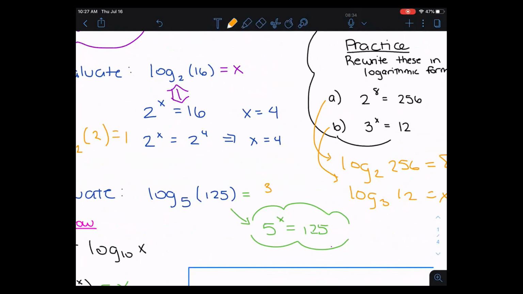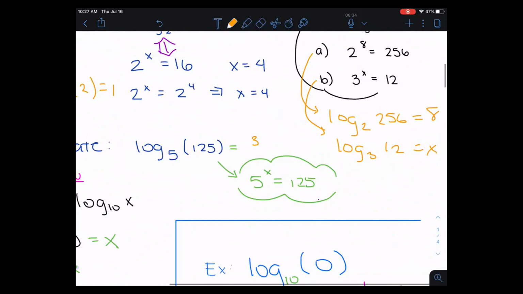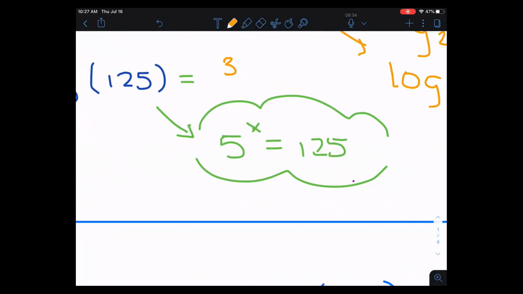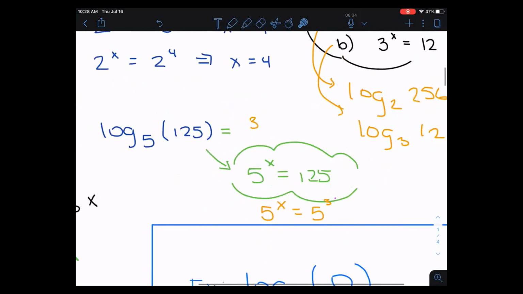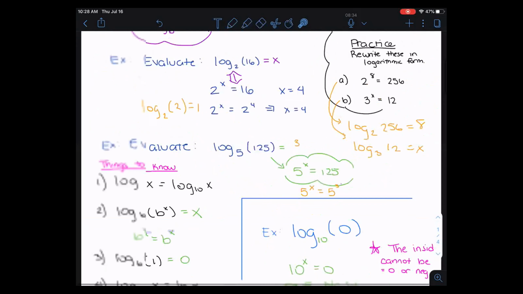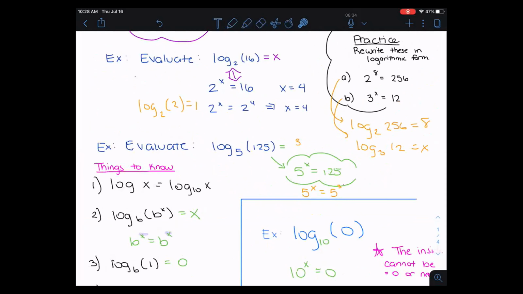But if you guys are not comfortable with thinking about it, you can also rewrite this as 5 to the x power is equal to, and we can rewrite 125 to have the same base. If you write this on your calculator, you can say 5 to the 3rd power. Now that they have the same base, all you have to do is look at the exponents. Once you have the same bases, the exponents are equal to each other. This is from algebra. So x has to be 3. That's how you guys can get that. Any questions about this?